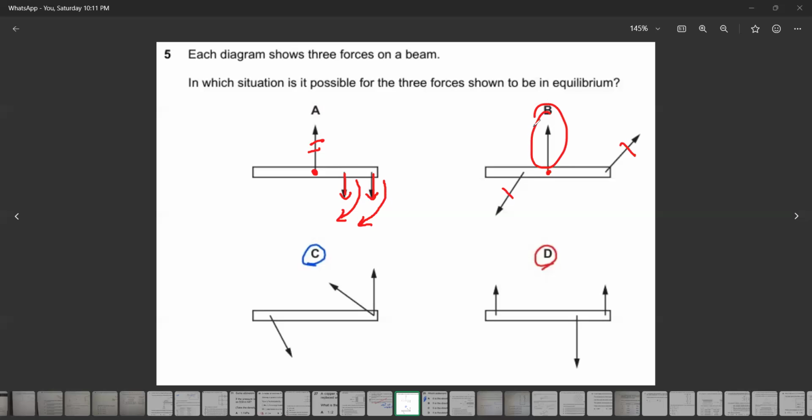So if there is a vertical upward force, what will happen? There is a resultant force. So this will not be in equilibrium. To be in equilibrium, no resultant force, no resultant turning effect.